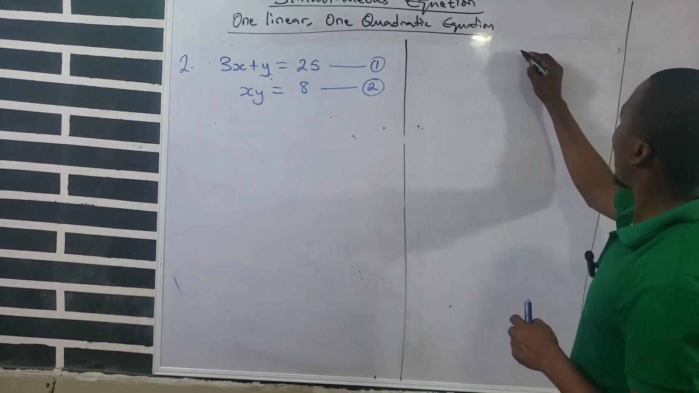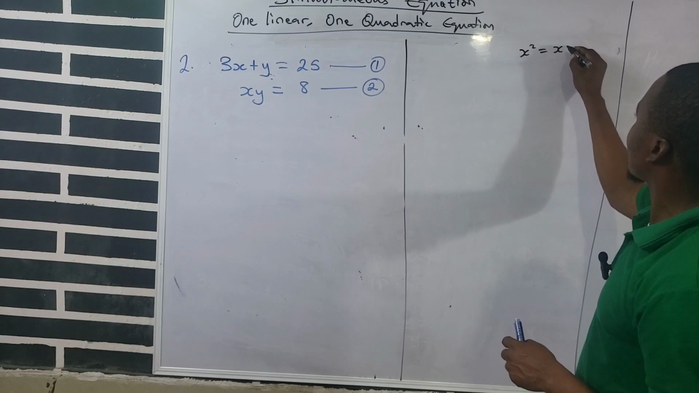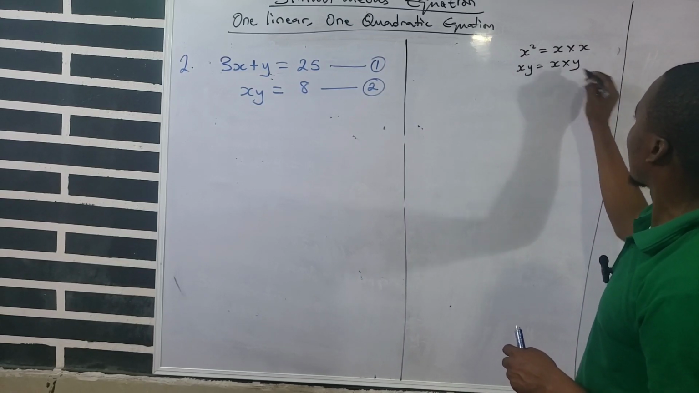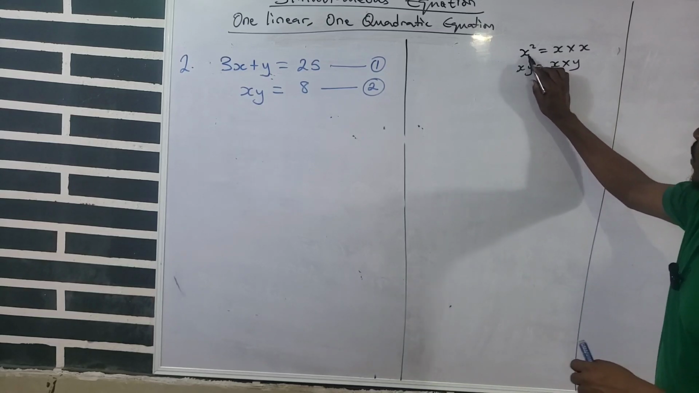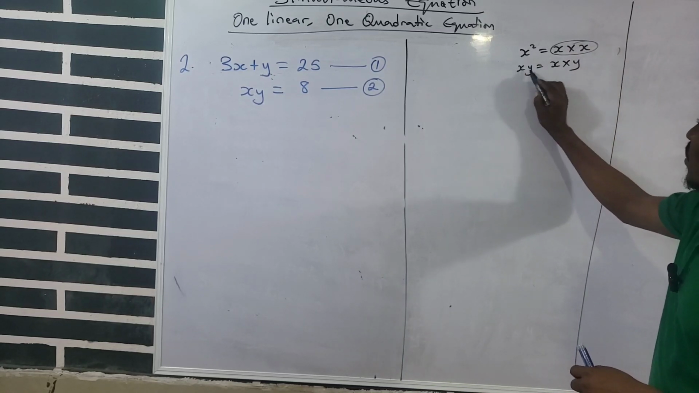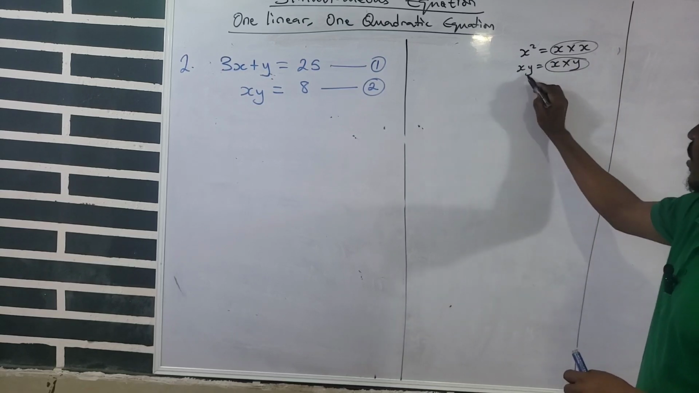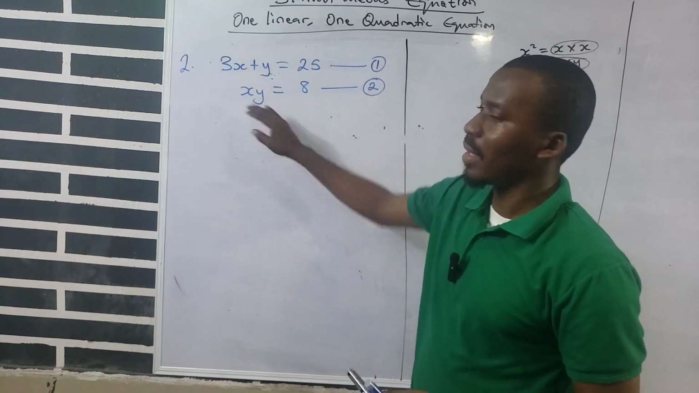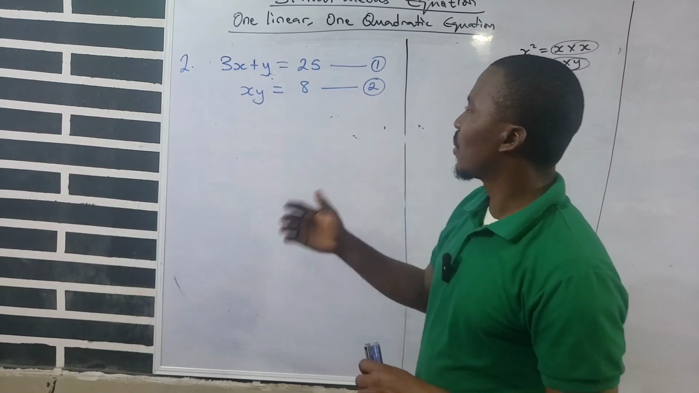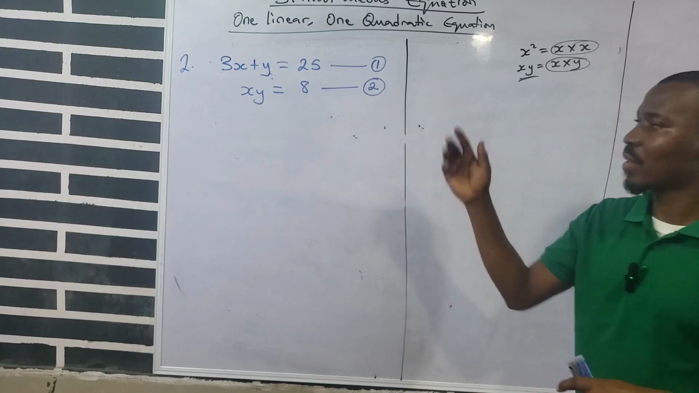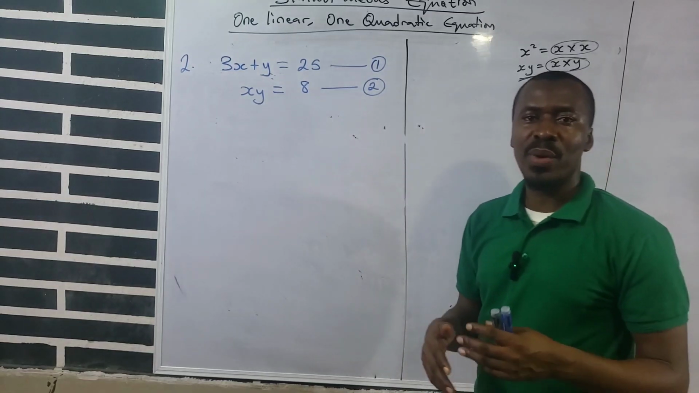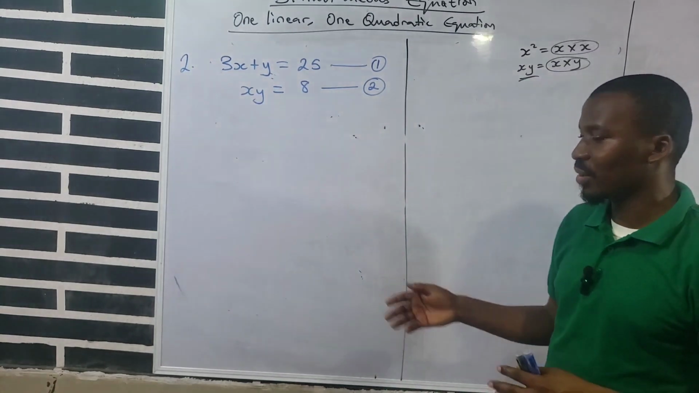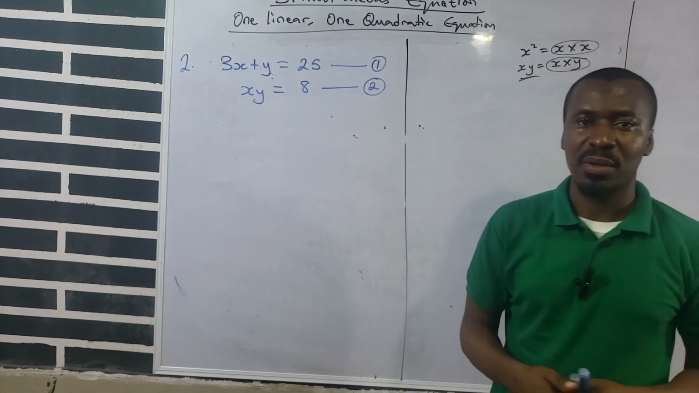Why? Because our x square is the same thing as x times x, and our xy is the same thing as x times y. So you can see x square means two variables multiplying, xy means two variables multiplying. So that represents our quadratic equation. So here is our linear and here is our what? Quadratic. So the way we solve it initially, that's the same way we are going to solve. Maybe this time around, we might use the formula method to solve the resulting quadratic equation that will come out. So let us see how that goes.